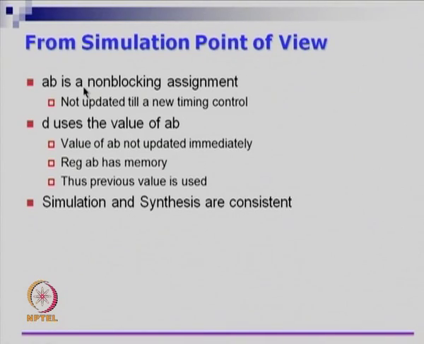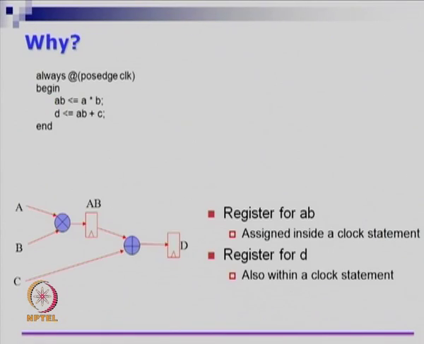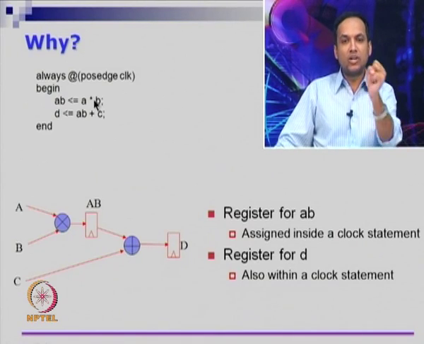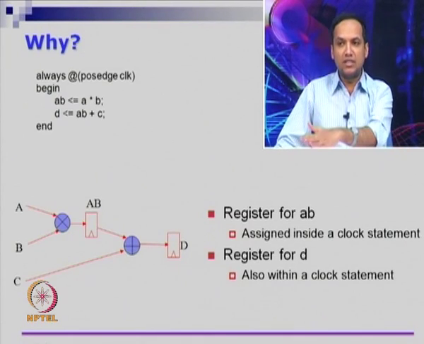So, AB was a non-blocking statement. So, AB non-blocking equals A times B. It will not be updated until a new timing control comes through. So, remember, if you go back to this Verilog code here, you go and look at all the right sides, the right sides will all be calculated first. So, when a new clock comes, it will take current A, current B, multiply it, and keep the result aside to assign to AB in the future.